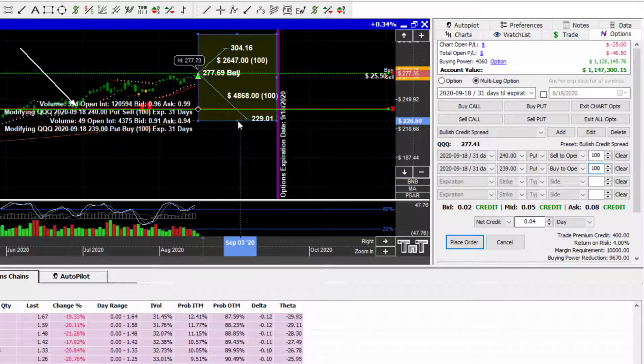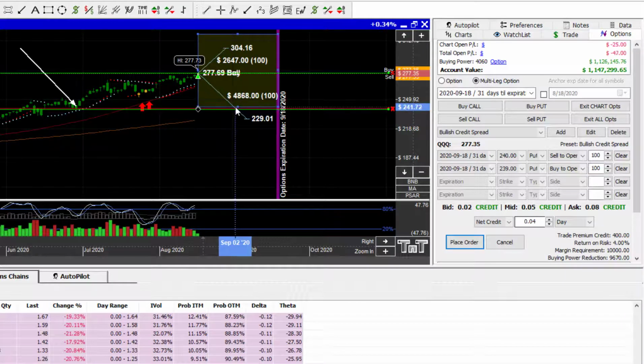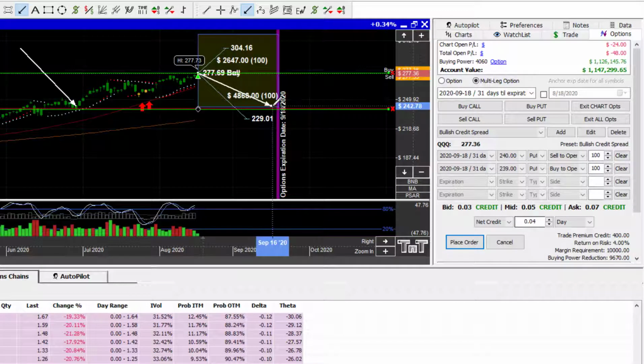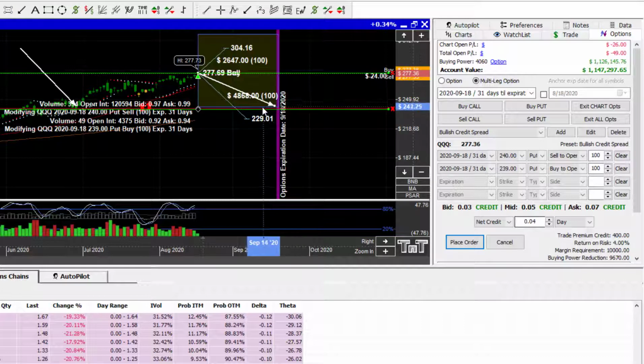And as long as the market stays above that red line, we get to keep our entire $400. Now, it doesn't matter if the market falls, rises, whipsaws around in there. It doesn't matter. You're going to collect your $400 as long as at expiration it's above the red line. That's the corner right there that you're worried about. As long as the market's above that red line, it's got to hit that purple line first. You're going to collect your entire 4% interest, or $400.